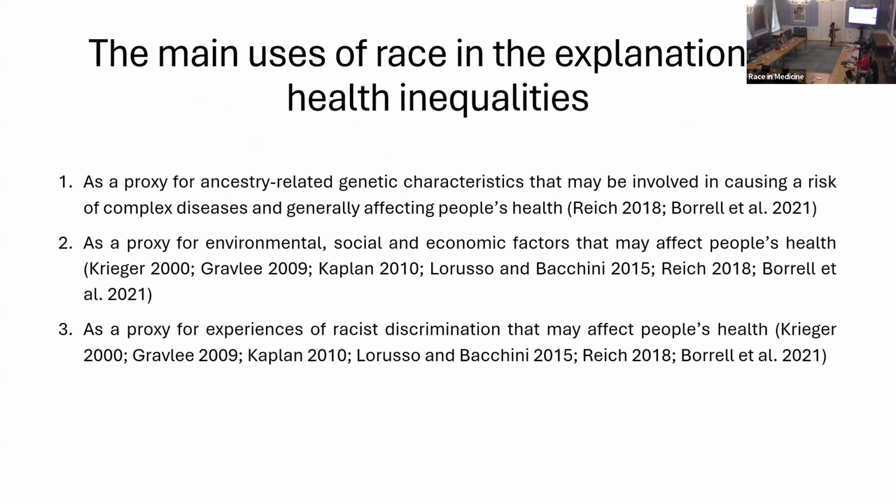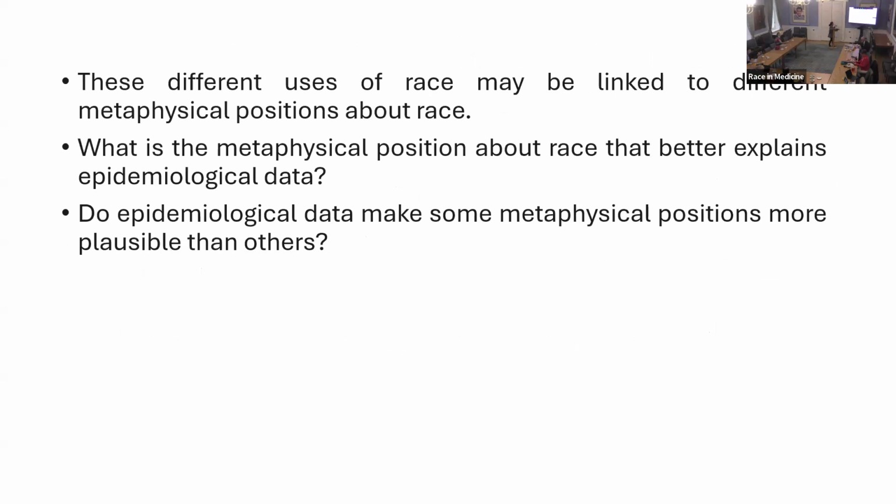Here are reported the main uses of race in the explanation of health inequalities. Race can be used as a proxy for ancestry-related genetic characteristics that may be involved in causing a risk of complex diseases and affecting people's health, or as a proxy for environmental, social, economic factors that may affect people's health, and or as a proxy for experiences of racist discrimination that may affect people's health. These different uses of race may be linked to different metaphysical positions about race. So what is the metaphysical position about race that better explains epidemiological data? And do epidemiological data make some metaphysical positions more plausible than others?